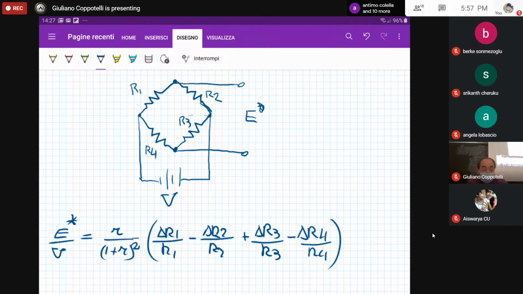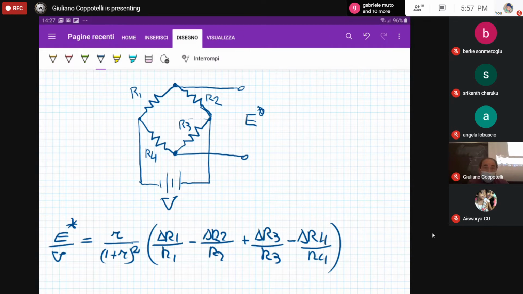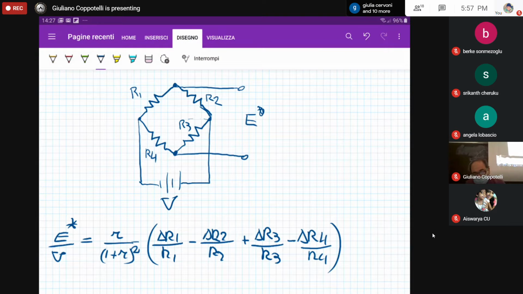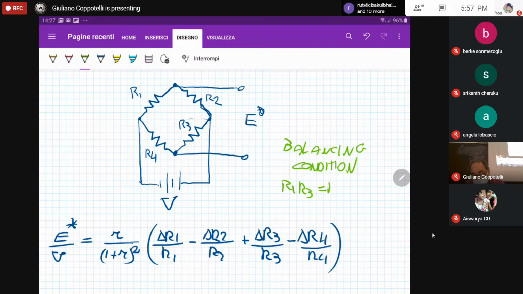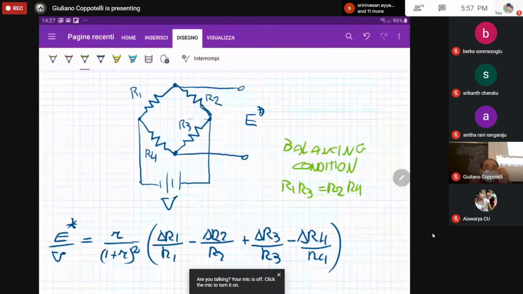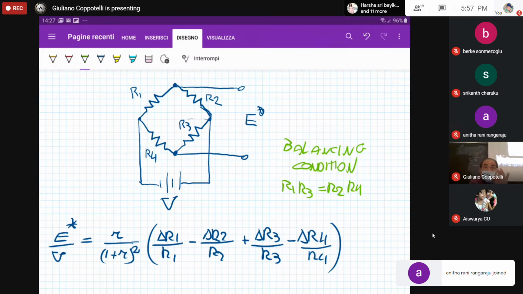And so when we are measuring strain using strain gauges, then we are having a change of the resistance. Because of this, we can have a change of the output tension from the balancing condition. Remember, we have the balancing condition that could be rewritten as R1, R3 should be equal to R2, R4. That is, whatever will be the input tension V, the output tension E star is always zero if the balancing condition is met.